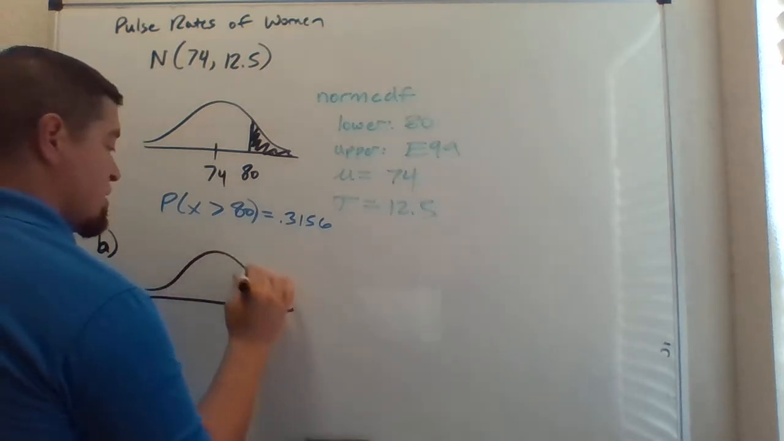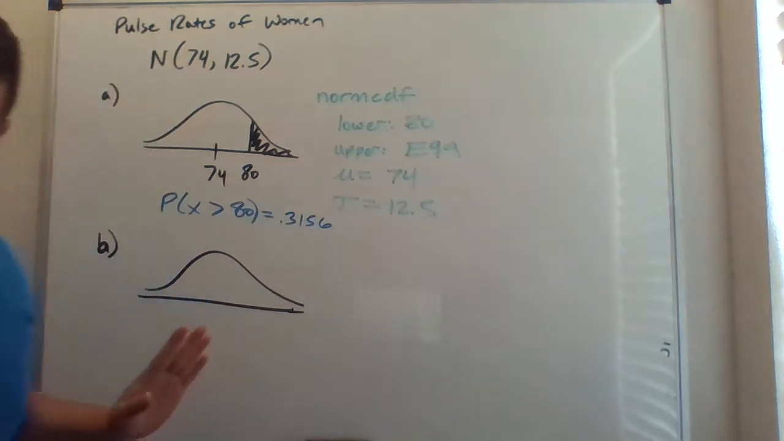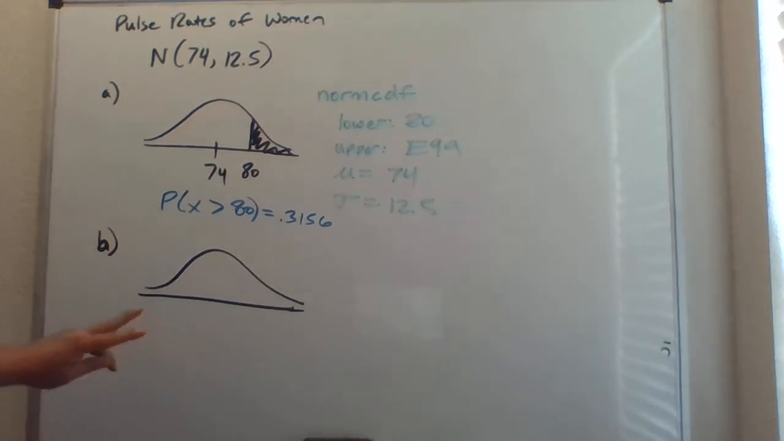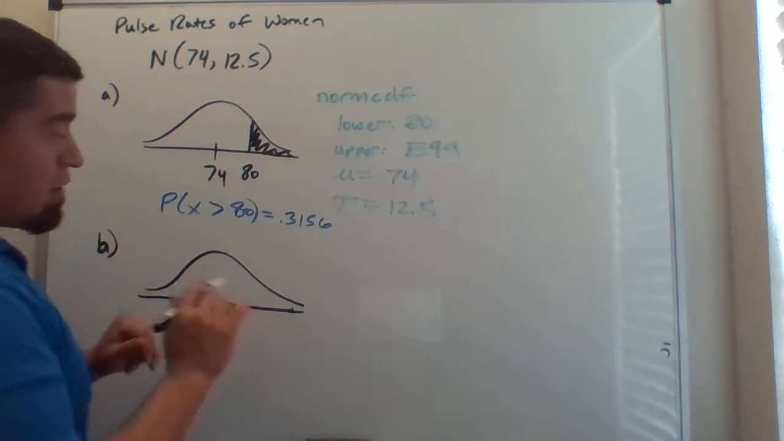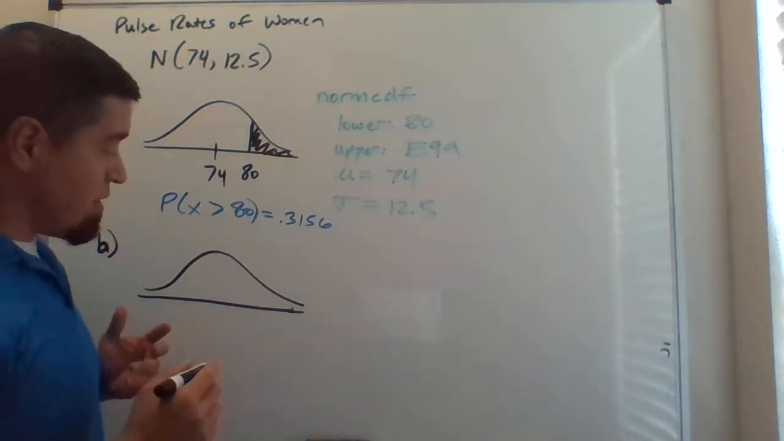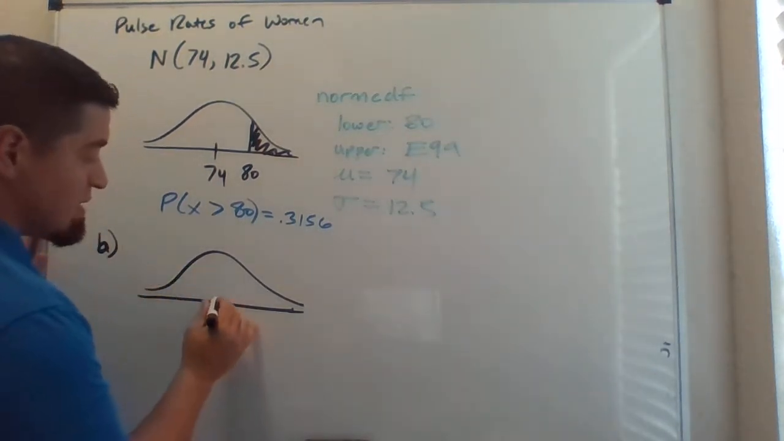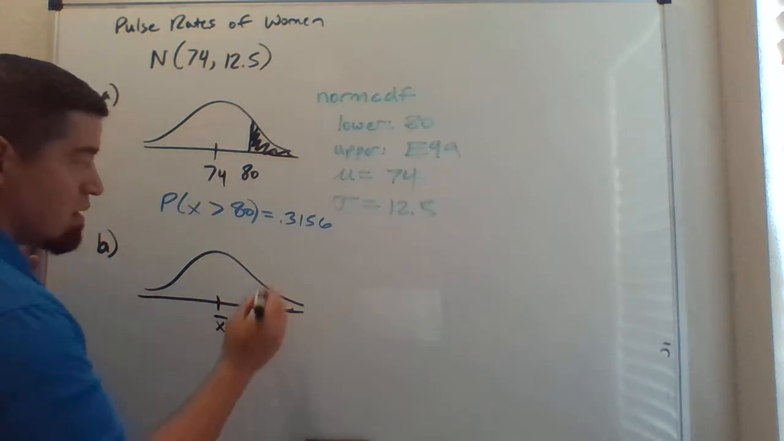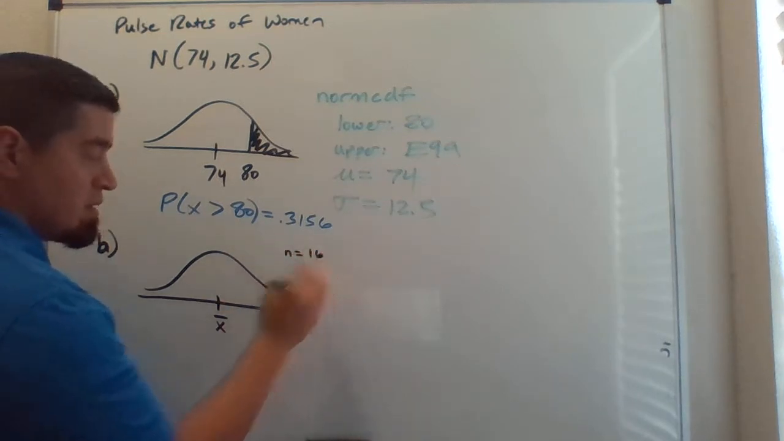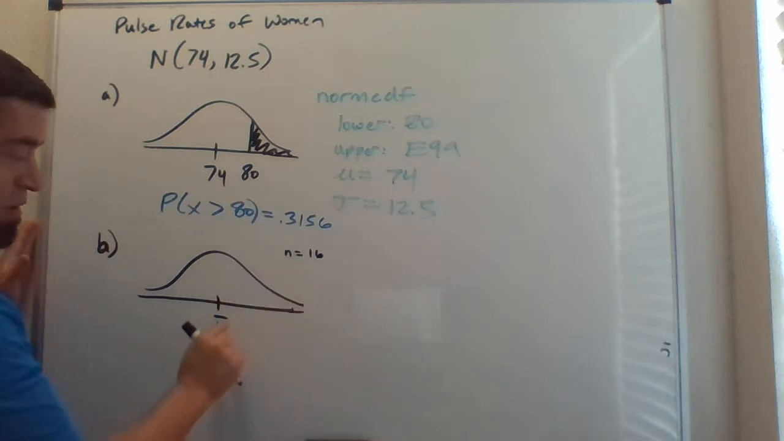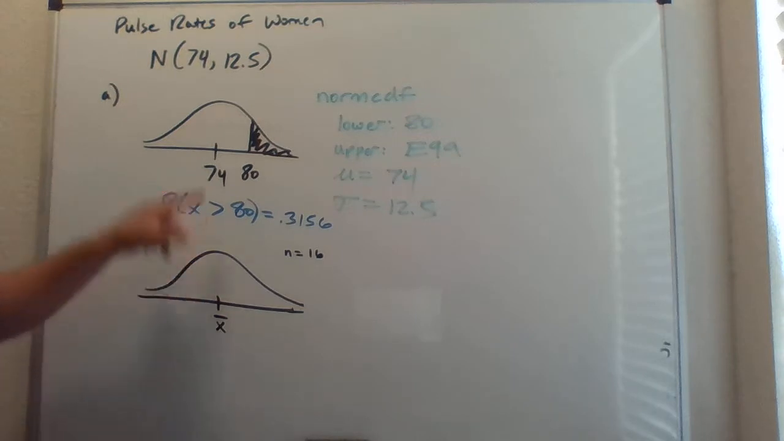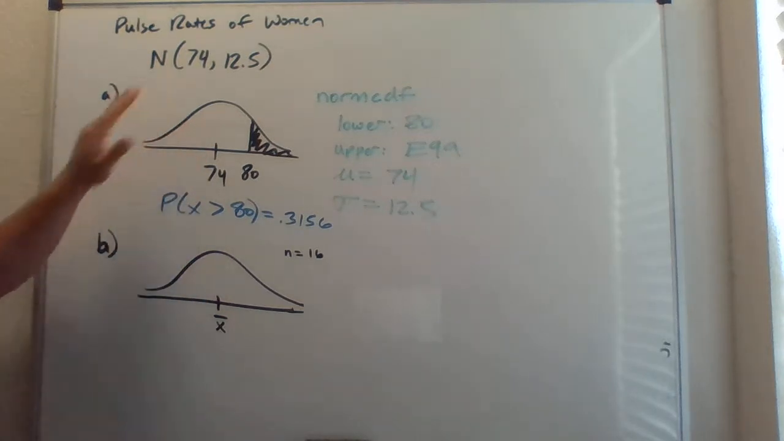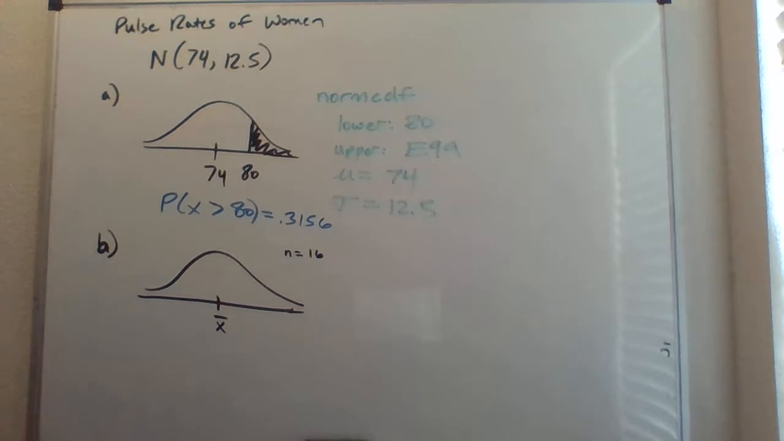a distribution. Why can I assume normal distribution? The original population is normal. So even though my sample size is 16, not greater than 30, I can still assume that my sampling distribution of all possible samples of size 16, all the possible averages, will be distributed normally. Why? Because the original population came from a normal distribution, as stated in the problem. It says women have normally distributed pulse rates.